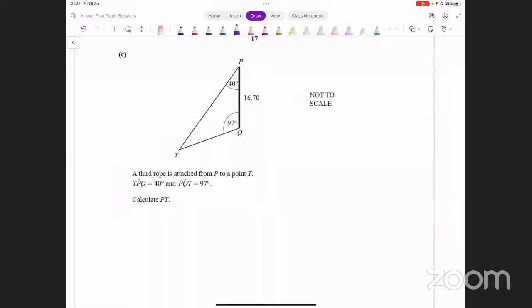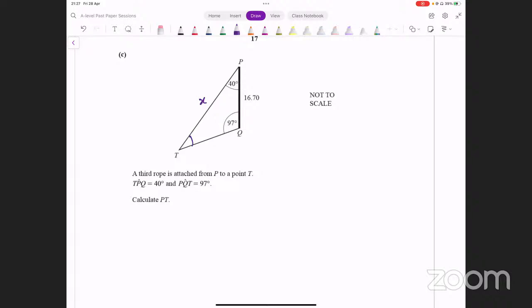Now we can use sine rule here, right? Do we have a pair of angle and side? We need to find a side. Let's call this x. This is side x, and we know its opposite angle. The given side is 16.7. Do we know its opposite angle? Well, no, but we can find it because we know the other two angles.